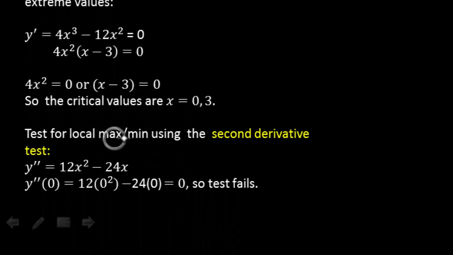Testing for local max or min using the second derivative test means you take the second derivative. So what's the second derivative? It's 12x squared minus 24x, right? Because you're just taking the derivative of the first to get the second derivative. Then you take that critical number 0 and plug it in here. But look, if we plug it in here, what happens? It's 0. So it's inconclusive using the second derivative test. There's no conclusion as far as x equals 0, whether it's a local max or min.